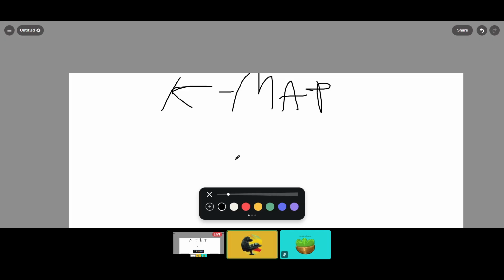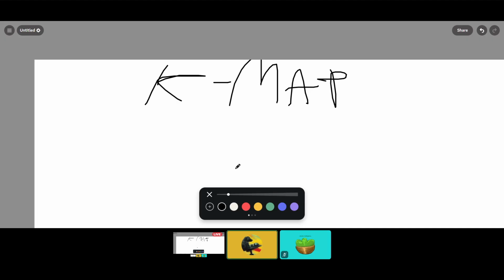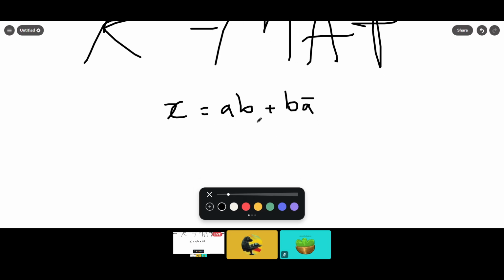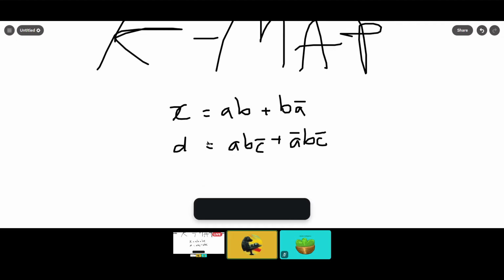The table that you draw will actually depend on the number of variables, or the number of types of variables, in the expression. For example, let's say we have this expression here, ab plus b a bar. This expression has four variables, but there are only two types of variables. So you're going to draw a kmap for this. And then let's say there's another expression, and the expression has three variables. Then you're going to be drawing a different type of kmap.